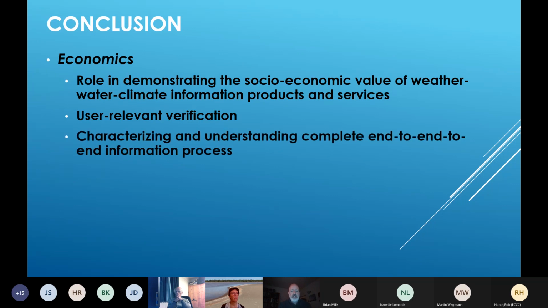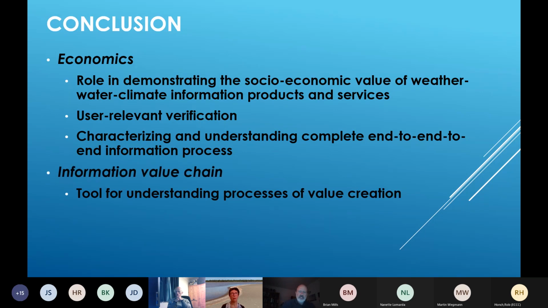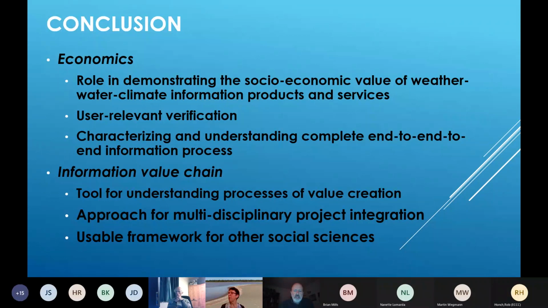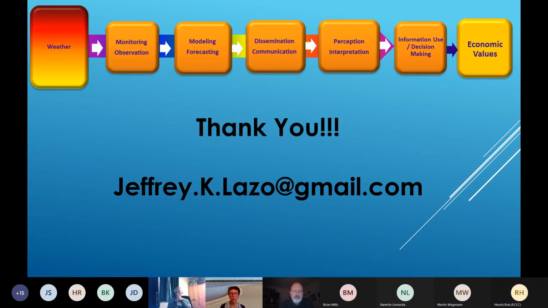And the value chain really is trying to understand the end-to-end information process. So that value chain can be used for understanding value creation, for integrating a project. It's fully applicable, I think, in other social sciences, in communication and decision making, even anthropology, sociology, psychology can all play a role in framing and using this concept for understanding information processes. So with that, I'll say thank you.